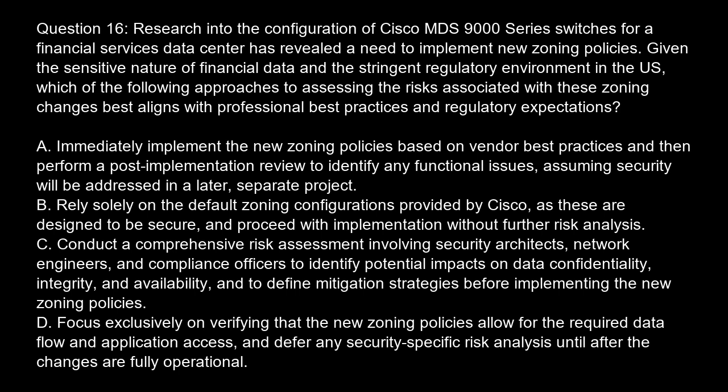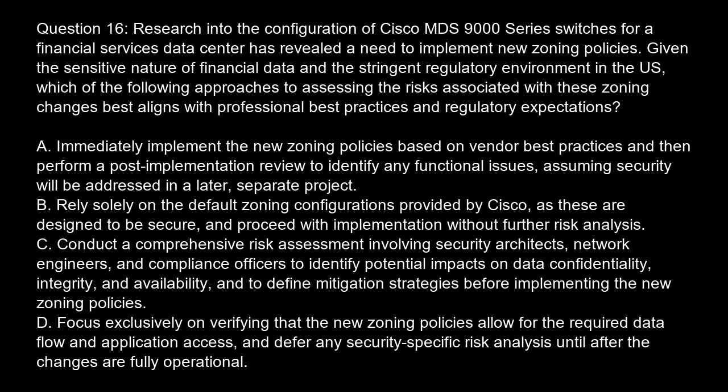Option A. Immediately implement the new zoning policies based on vendor best practices, and then perform a post-implementation review to identify any functional issues, assuming security will be addressed in a later, separate project. Option B. Rely solely on the default zoning configurations provided by Cisco, as these are designed to be secure, and proceed with implementation without further risk analysis.